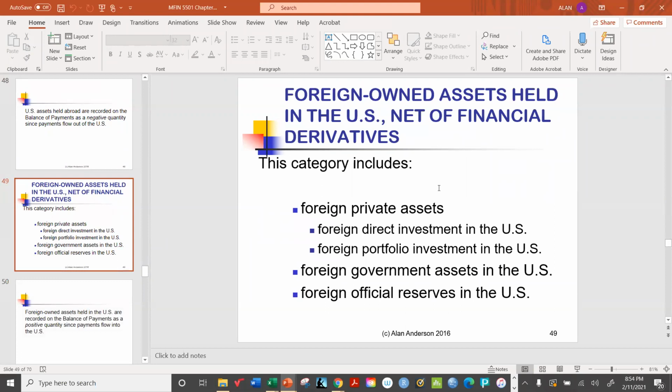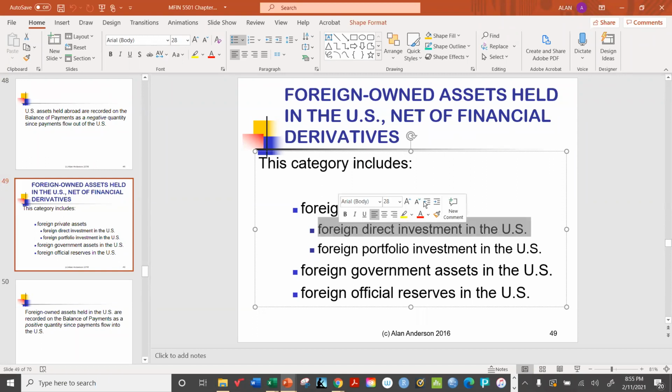Okay, then everything works in reverse with foreigners. Foreigners own private assets in the US. They invest directly in the United States. There are a lot of foreign companies that work in the United States. For example, I'm trying to think of a foreign food chain, but let's say there's a foreign restaurant that buys up a restaurant in New York City. That could be considered foreign direct investment.